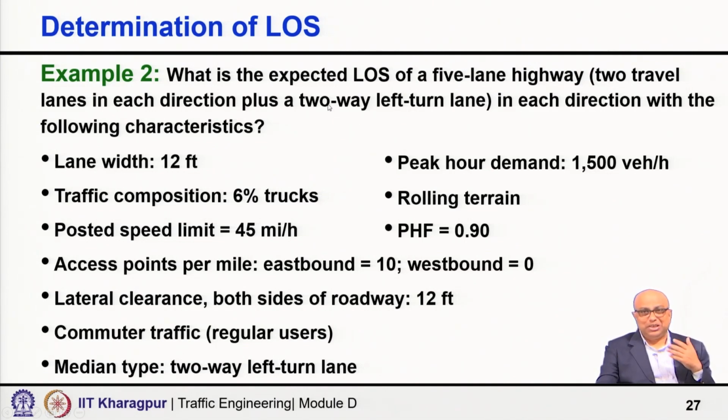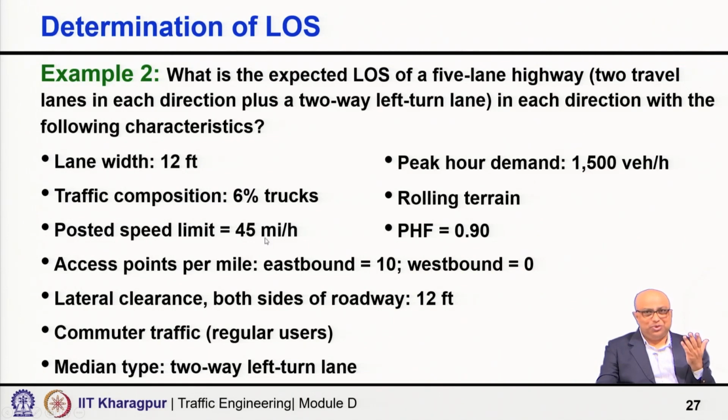In Indian condition, it is almost like equivalent to a right turn lane in each direction with the following characteristics. Lane width 12 feet, traffic composition 6%, posted speed limit. Yes, this has got some relation. To get that BFFS, basic free flow speed values, we can calculate once the posted speed limit is known.